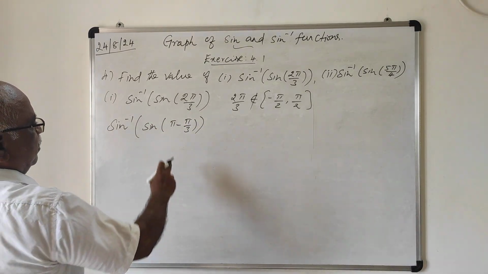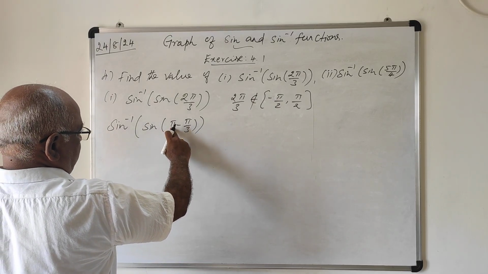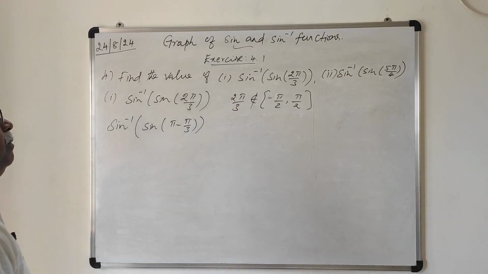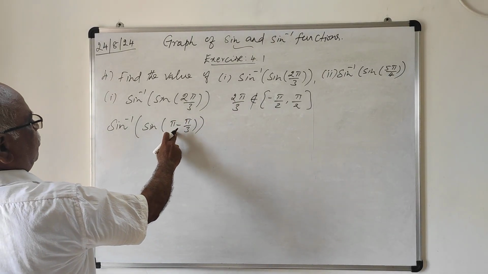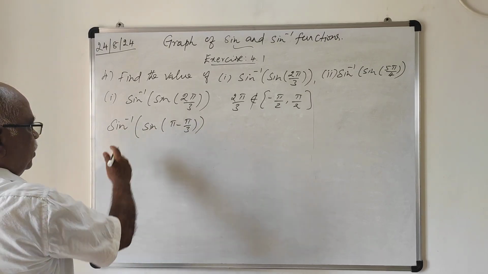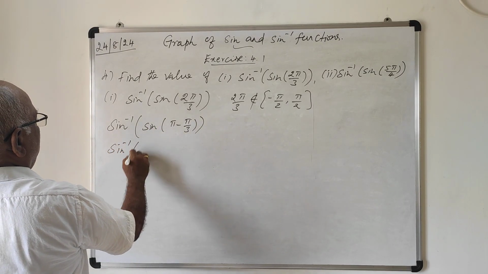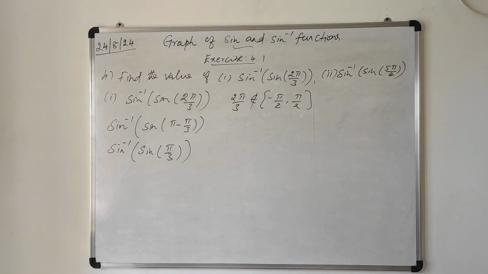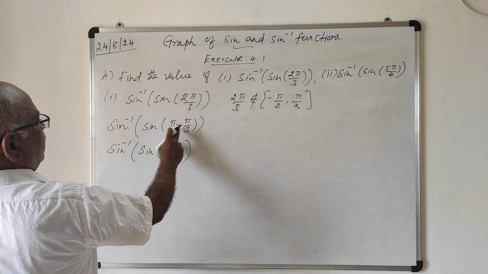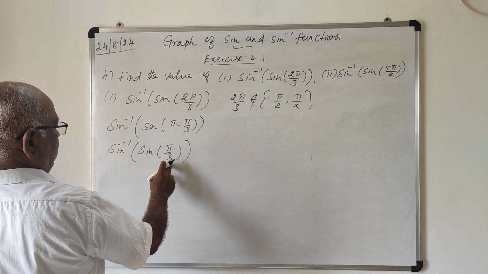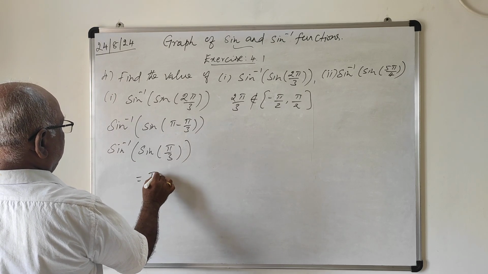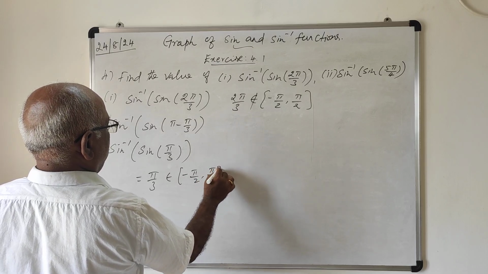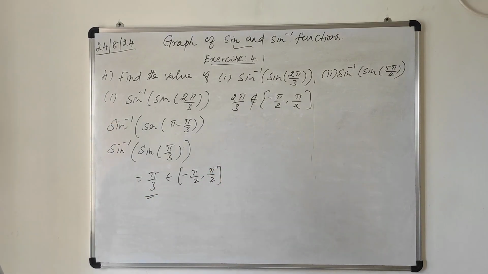Sine inverse of sine (π − π/3): 3π/3 minus π/3, you get 2π/3. So π − π/3 is in the second quadrant, and in the second quadrant sine is positive. Therefore, it becomes sine inverse of sine π/3 only. That is 180 minus π/3, second quadrant, sine positive, therefore sine π/3. Sine inverse and sine get cancelled, you will get π/3, which is in the domain −π/2 to π/2. Therefore, π/3 is the answer for this problem.